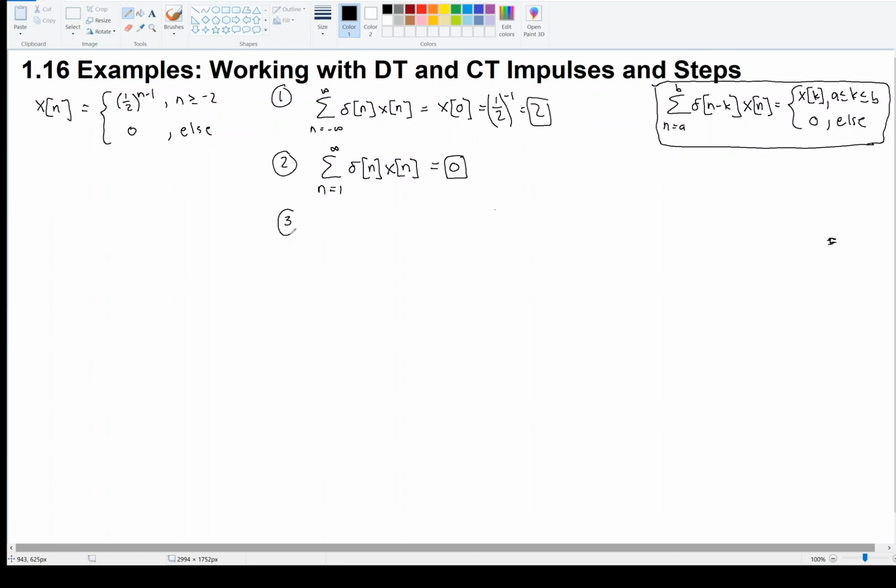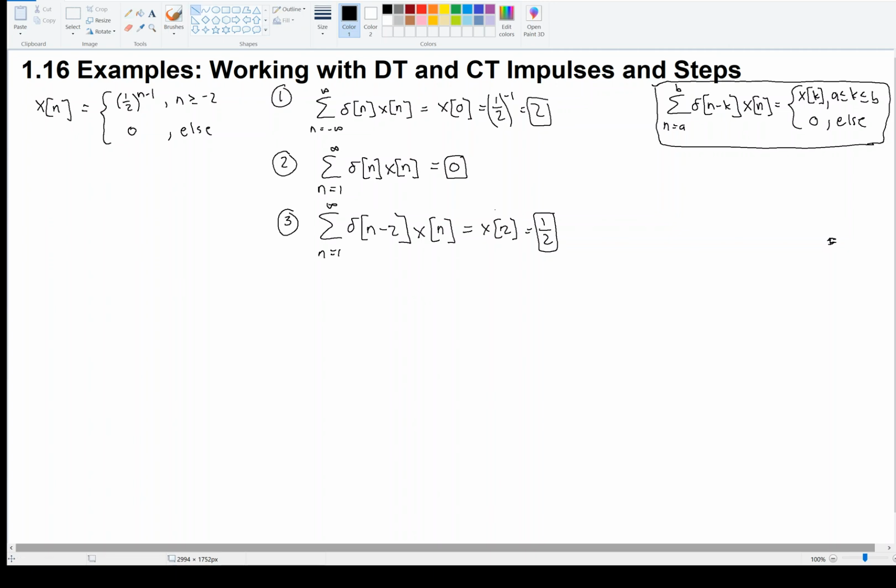Okay, let me give you a third related example. n goes from 1 to infinity of delta of n minus 2 times x of n. Okay, now we compare this to the sifting property, and we see that k is 2 this time, right? And we ask ourselves, does 2 fall in this range of summation, 1 to infinity? Yes. So the answer to this is x of 2. So we need to evaluate our signal at the value 2. So 2 is greater than or equal to -2, so we plug 2 in here, and we get (1/2)^(2-1), or just 1/2. And that's our answer. Okay, so that's the discrete time sifting property.